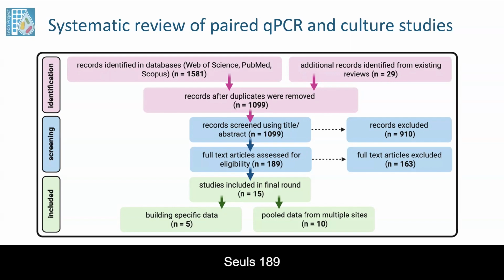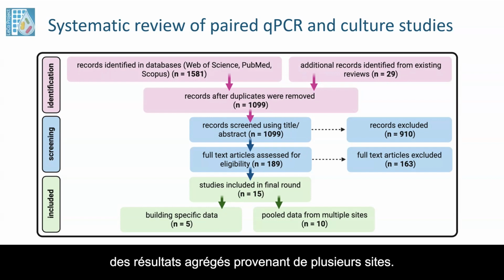Only 189 full-text articles were assessed in detail for eligibility, and in the end, 15 studies were included in the final analysis. Of these, 5 studies provided building-specific data sets, and 10 reported pooled results across multiple sites. The final selection formed the basis for the meta-analysis I will show you next.